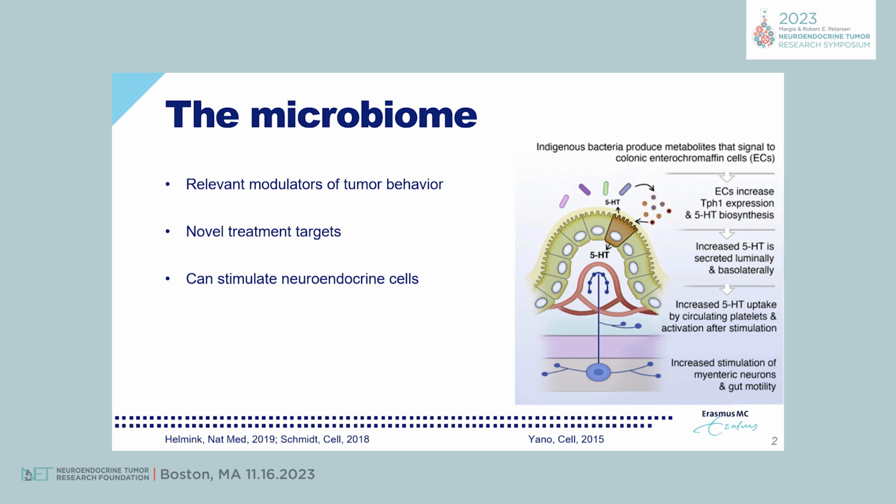These microbes have been shown as relevant modulators of tumor behavior across a wide variety of types of cancer, including gastrointestinal cancer. And microbes and microbial metabolites have been shown to be novel treatment targets. In addition, the enterochromaffin cells of the gut can be stimulated by microbial metabolites, as shown here in this graphical abstract of a paper published in Cells. Because mid-gut neuroendocrine tumors derive from the enterochromaffin cells, the neuroendocrine cells of the gut, we chose to study the gut microbiome in mid-gut neuroendocrine tumors.